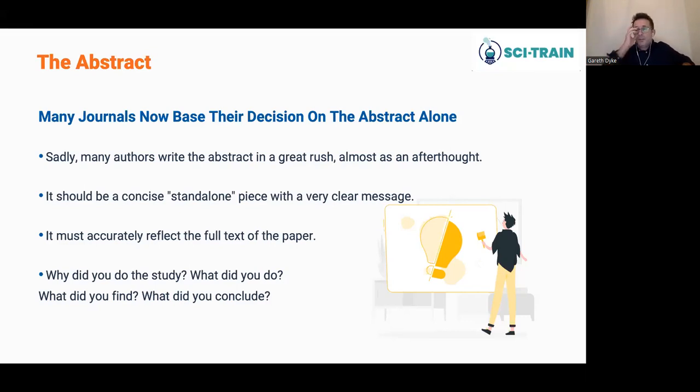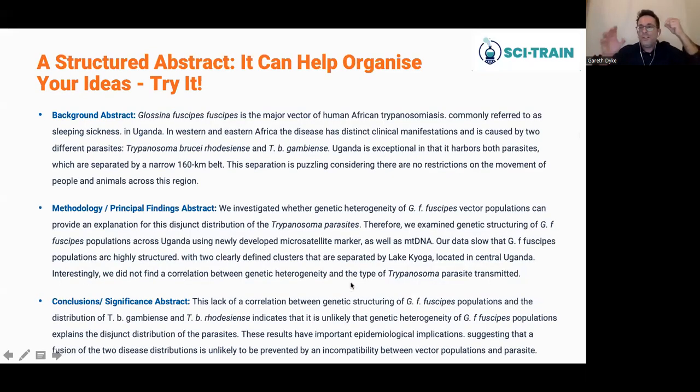So write down these questions. Why did you do the study? What did you do? What did you find? And what did you conclude? Answer those questions in sequence, and then delete the questions. You will have the basis for an excellent abstract, which of course is structured. And that's what we really want to see.